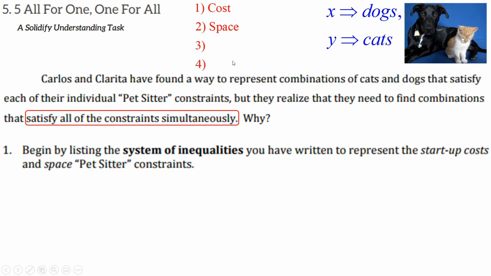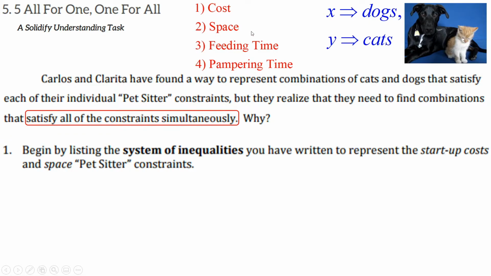Number 3, feeding time. They have to have the time to feed these animals. They're going to be with them all day. And number 4, pampering time. And you guys know these pets, look at these cute little pets right here. They need attention. That's pampering time. So these are all constraints.